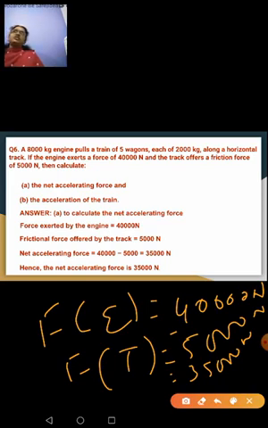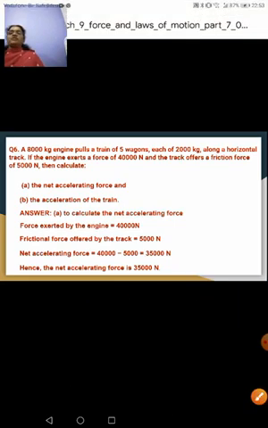What is acceleration? Change in velocity. Yes or no? So net accelerating force means what? The force with which the train is getting accelerated. The original force which is making the train move along. For that you have to subtract the frictional force offered by the track. So that gives you 35,000 Newton. Clear? Now let's go to the next part of the sum.